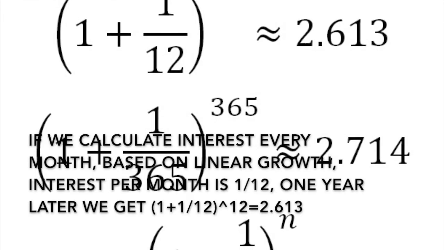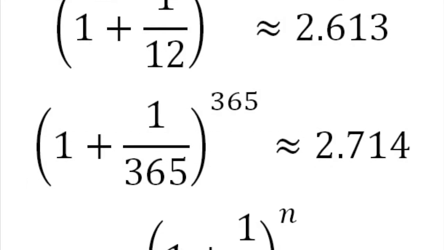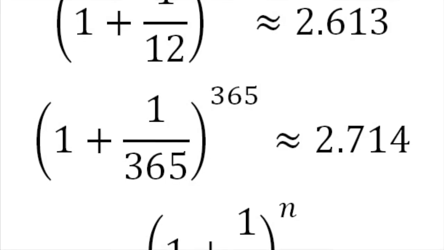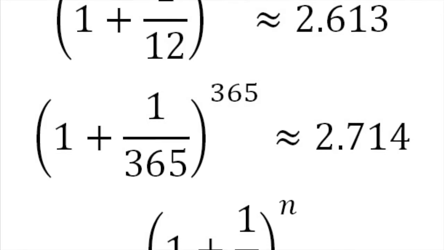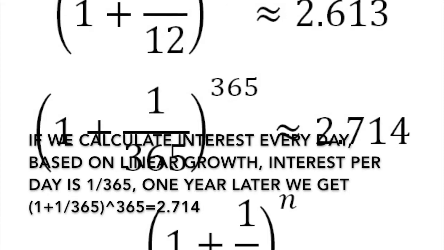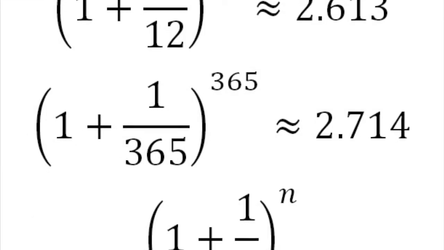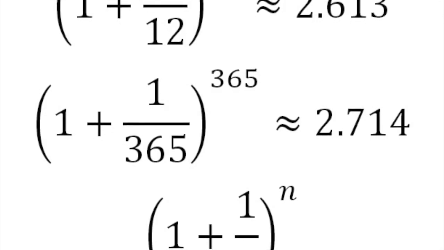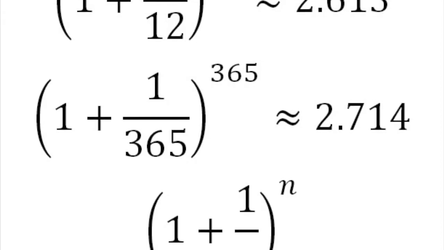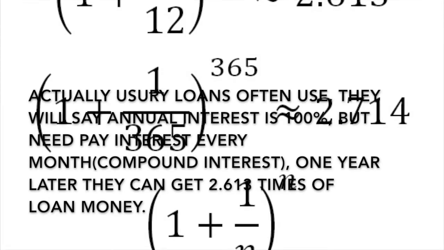If we calculate interest every month based on linear growth, interest per month is 1 in 12. One year later, we get 2.613. If we calculate interest every day, interest per day is 1 in 365. One year later, we get 2.714.